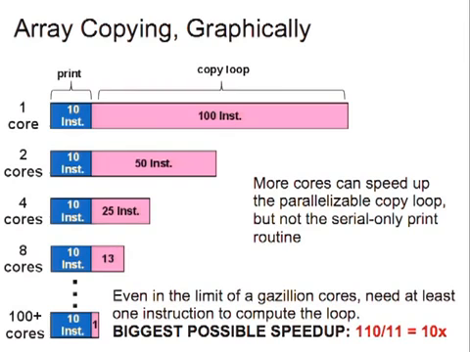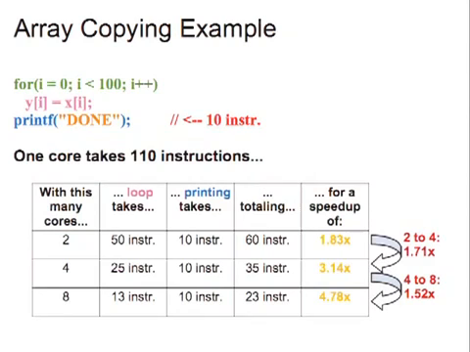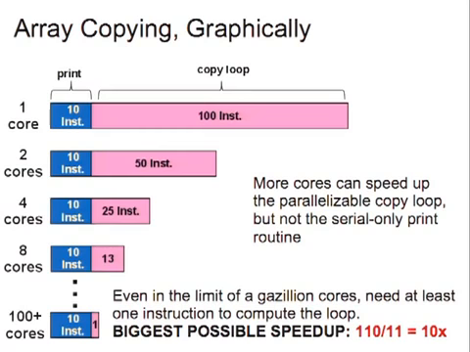Which means, even in the limit, we know it's going to take at least one instruction set. If we have more than 100 cores, we can do all the processing in one step, one instruction. We're still going to have 11 instructions total to finish this code. Total speed up, well, it took 110 with one core, takes 11 now. The biggest possible speed up that we're seeing, even with perfect parallelization, perfect unrolling, perfect moseying, perfect cache strides, everything, is 10x. And that's with 100 cores.